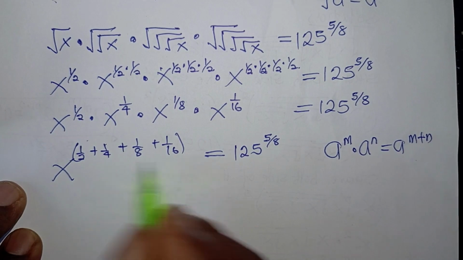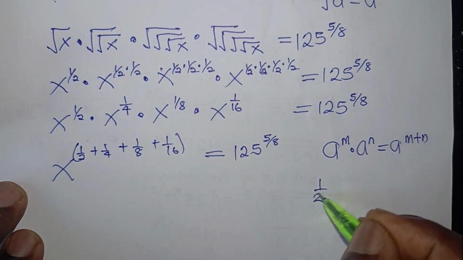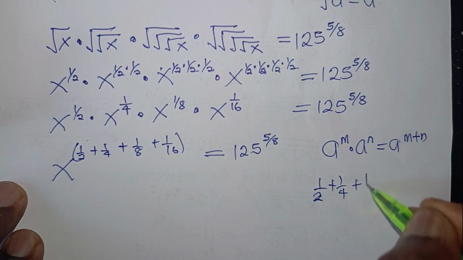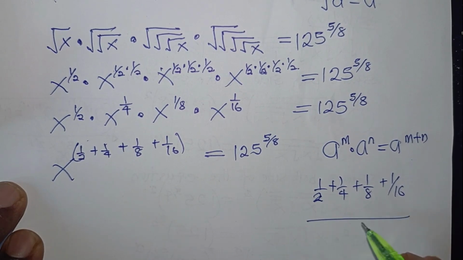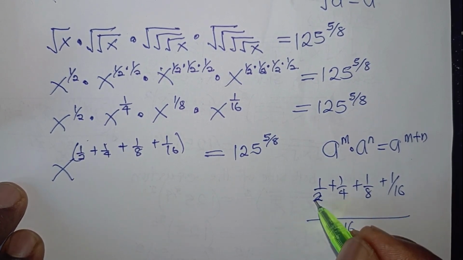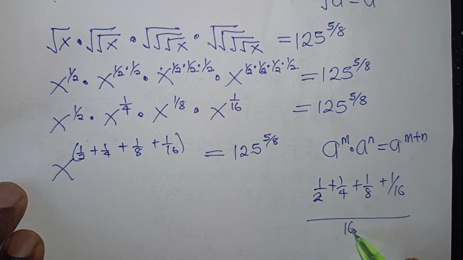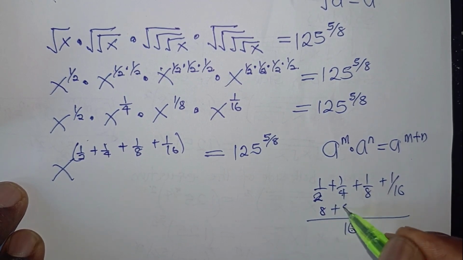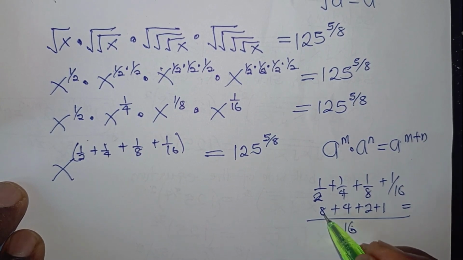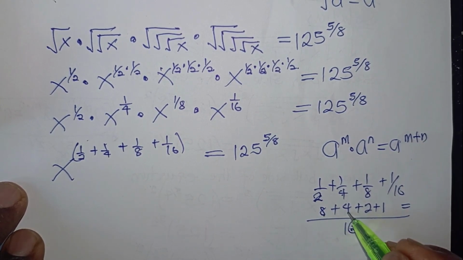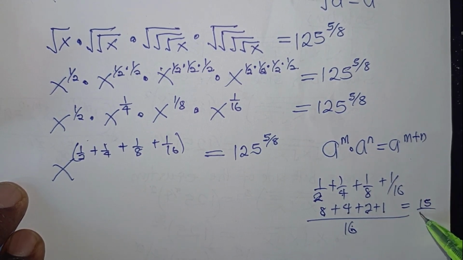So let's simplify the exponent. 1 over 2 plus 1 over 4 plus 1 over 8 plus 1 over 16. LCM will give us what? 16. 16 divided by 2 is 8. So that will give us 8, plus 16 divided by 4 is 4, so plus 4. 16 divided by 8 is 2, so plus 2. 16 divided by 16 is what? 1. So if you add this, 8 plus 4 is 12, 12 plus 2 is 14, 14 plus 1 is 15. So that's 15 over 16.